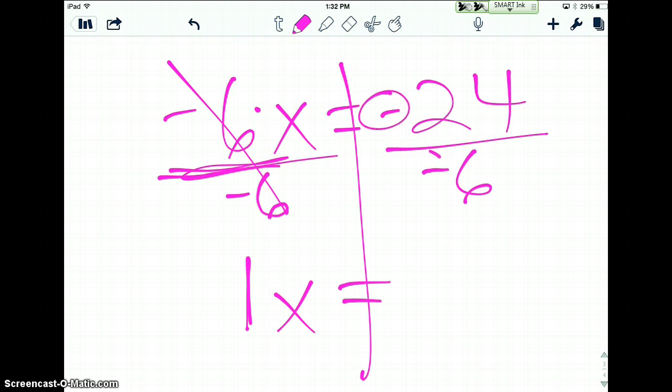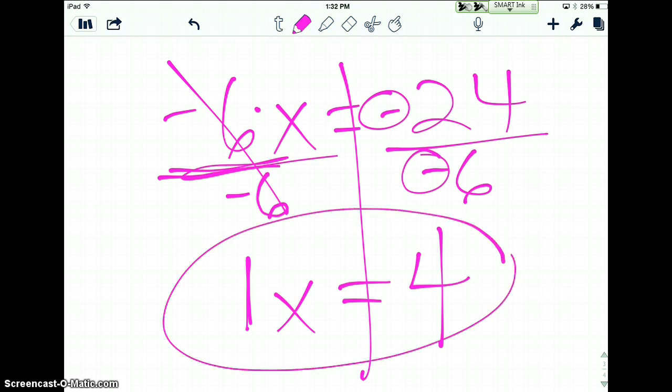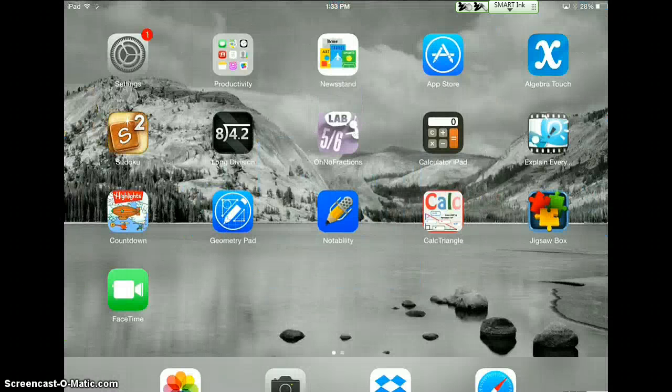So I have a negative divided by a negative, which is a positive, and 24 divided by 6 is 4. So we ended up with what we got in method 1, which is so exciting.